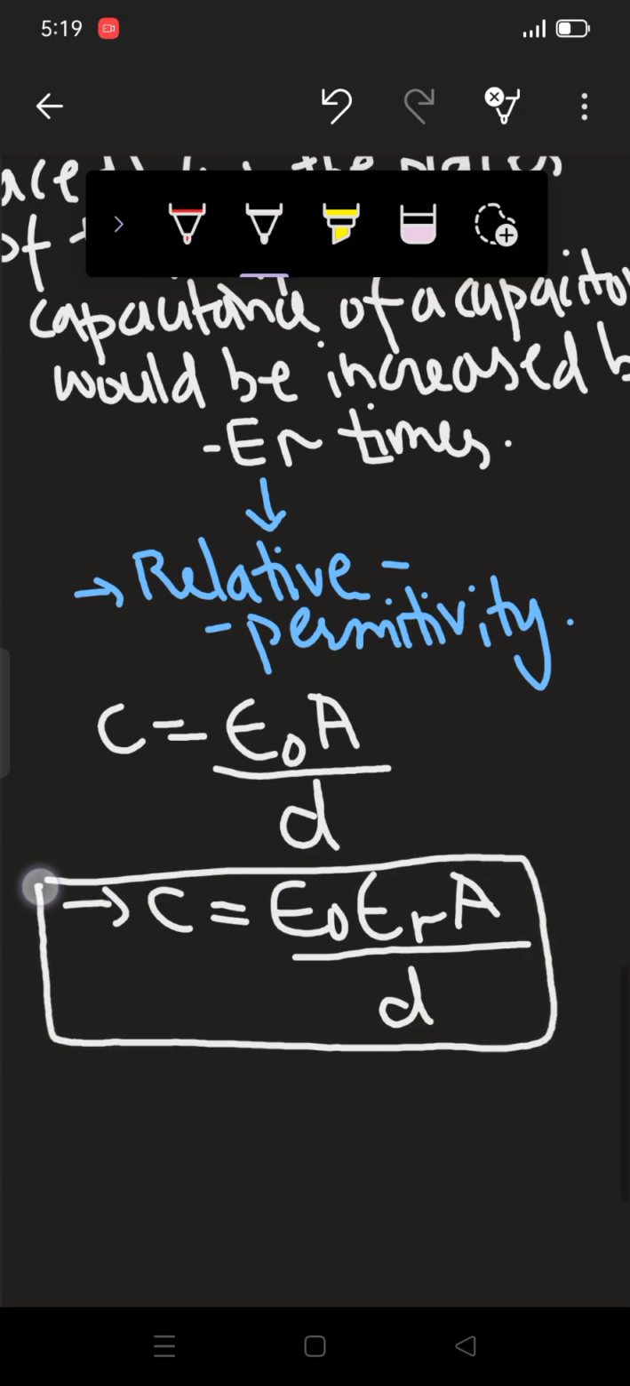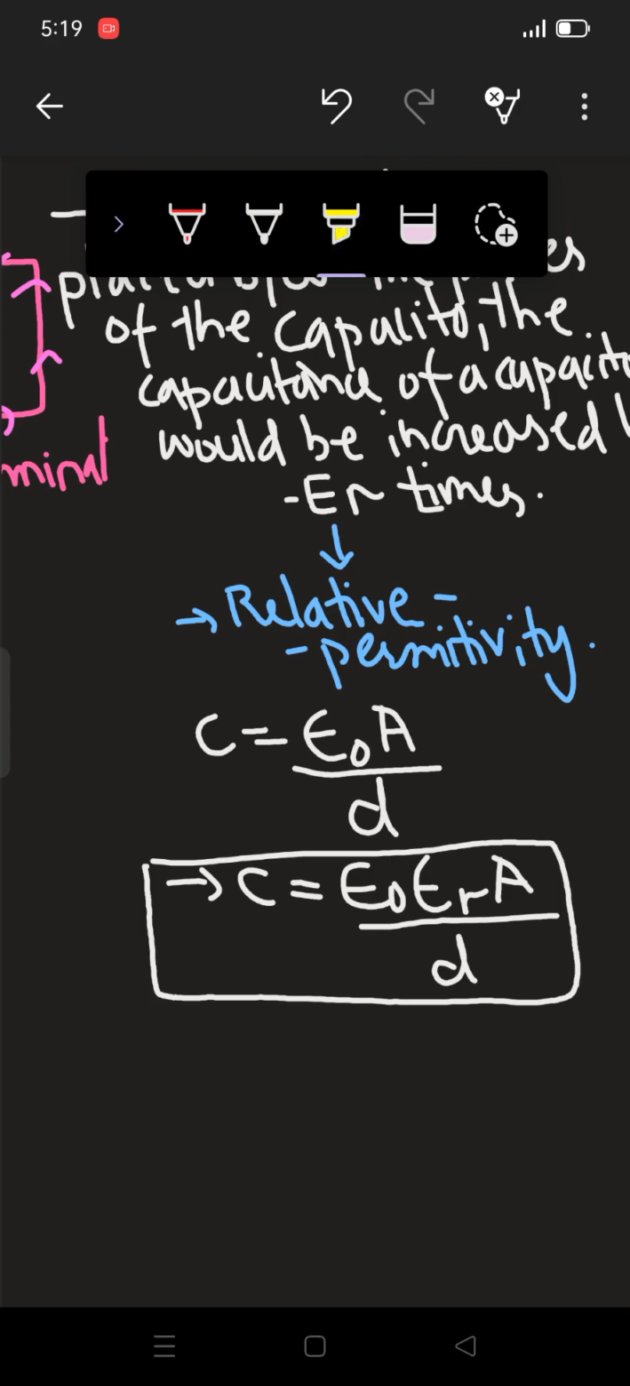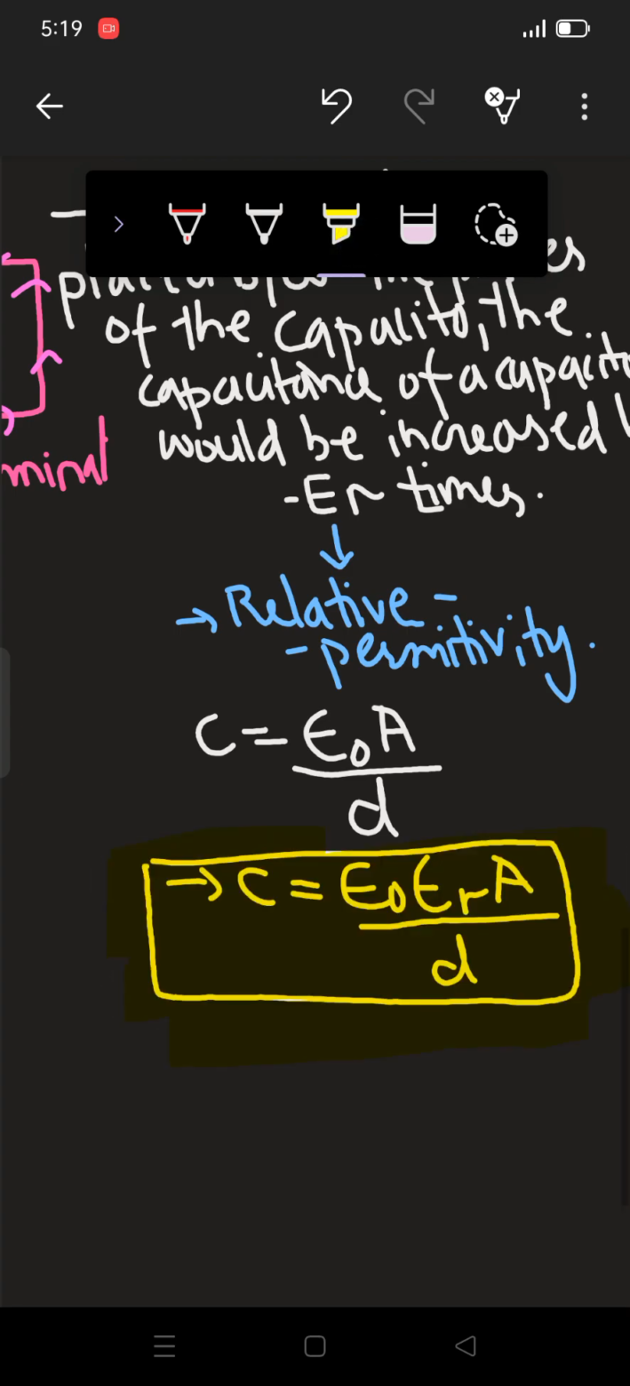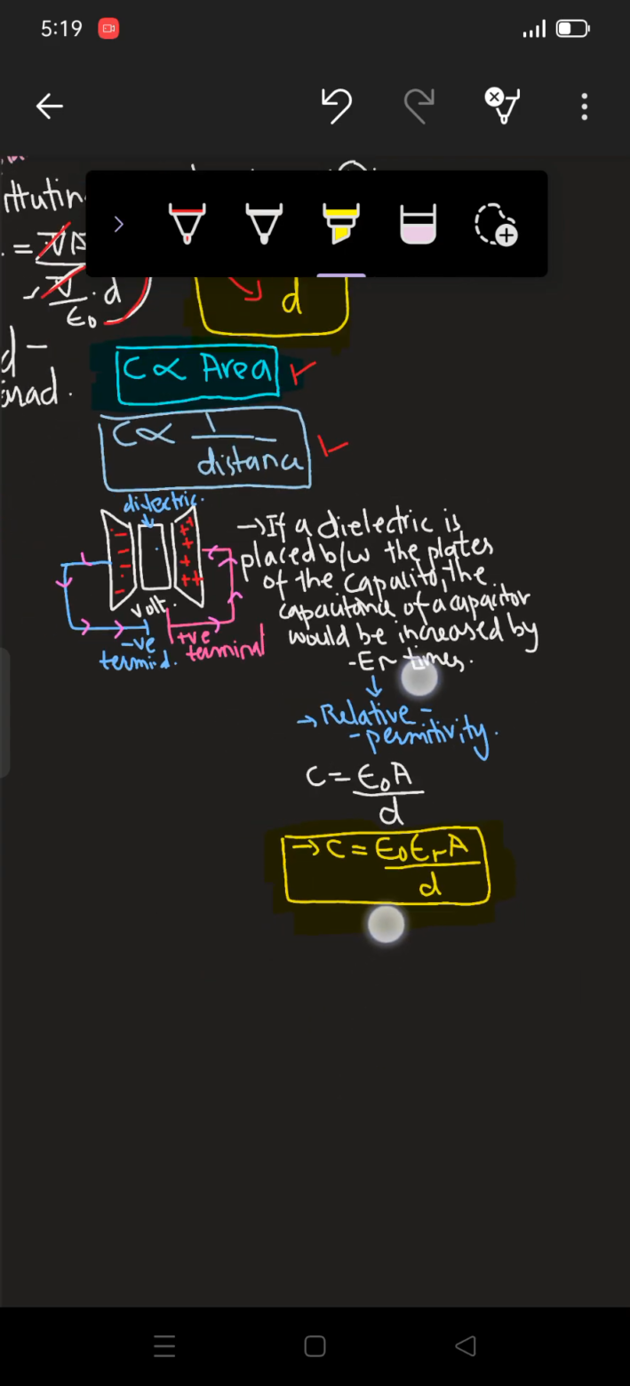If we have placed a dielectric plate between the two plates, our capacitance of a capacitor would be increased by ER times, which means the final equation would be C is equal to epsilon naught times ER times area per unit distance, right?